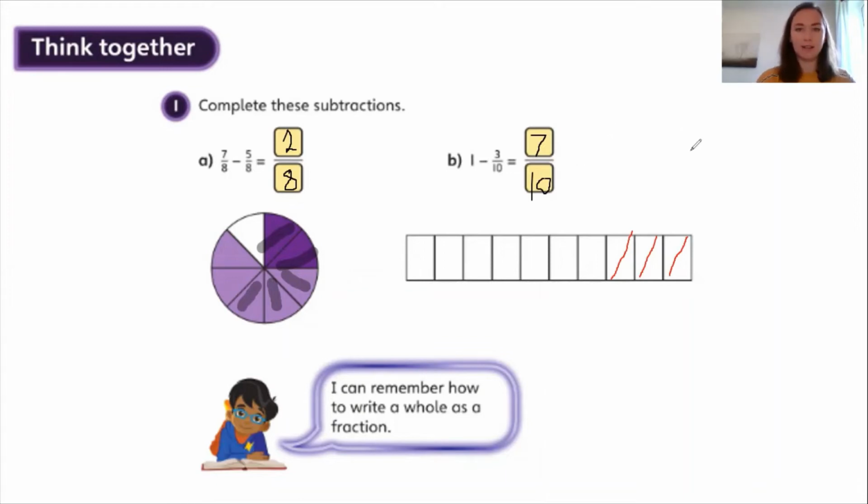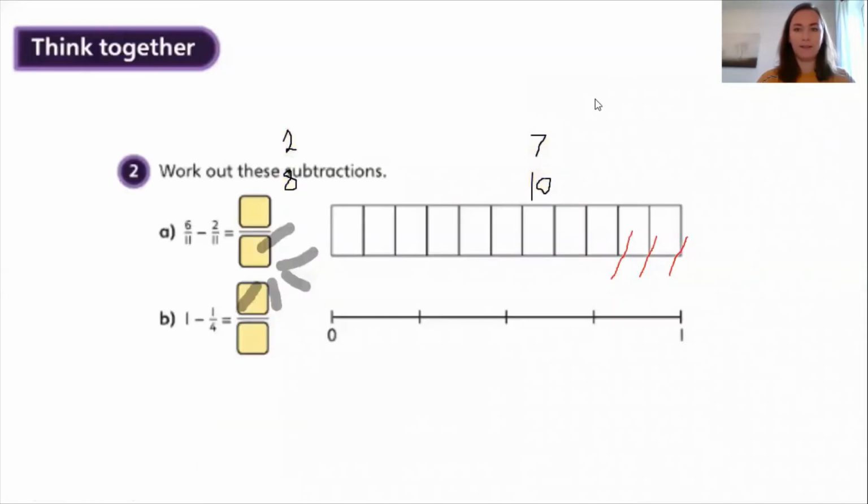Let's have a look at some more questions. Have a go at these on your own and then come back for some answers in a few minutes. Question A asks you to do 6 elevenths take away 2 elevenths, and part B asks you to do 1 whole one, take away 1/4. Pause the video and come back in a minute.